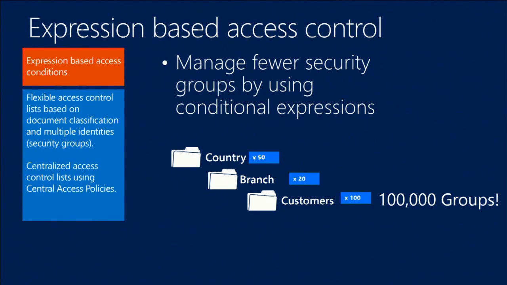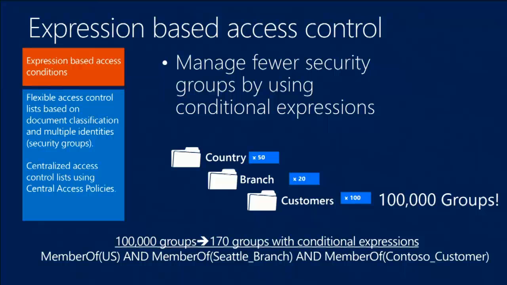From 100,000 security groups, I can get to 170 groups if I just use AND conditions in my ACLs. So instead of saying the user needs to be in security groups that belong to US, Seattle branch, and Contoso customer, I'm just saying if the user is in the US and the user is in Seattle and the user has Contoso as a customer, allow them access. So this gets me from 100,000 to 170.